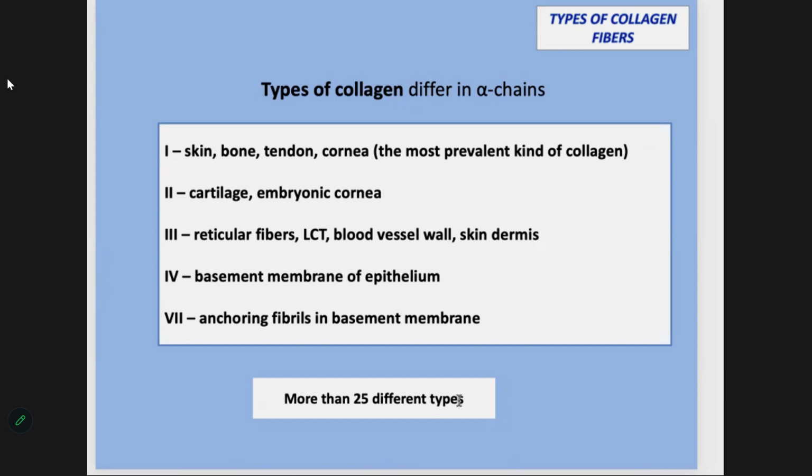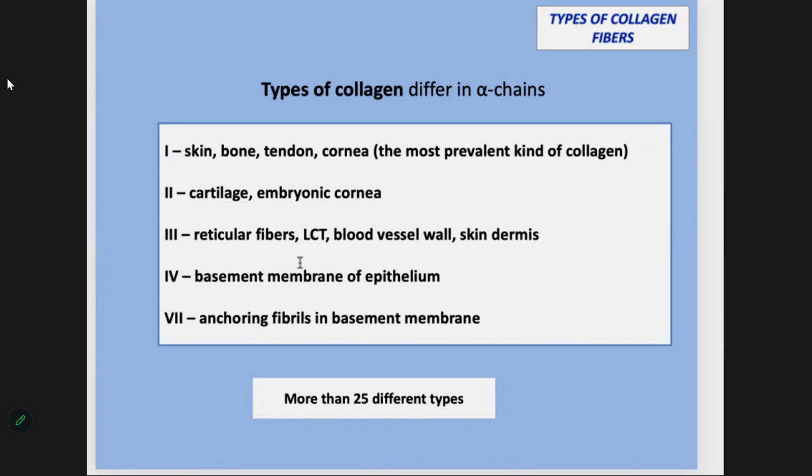So there are 25 different types of collagen molecules, but in fibrous connective tissue, we usually meet the first type of collagen in the collagen fibers of the skin and tendons. Also, we can meet the third type of collagen in fibers, and fibers made by the third type of collagen are named reticular fibers. Reticular fibers, type 3 collagen, we can see in the skin dermis, in the wall of blood vessels, and in the loose connective tissue.